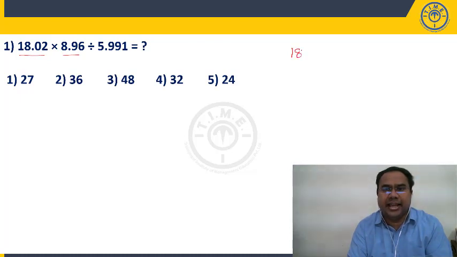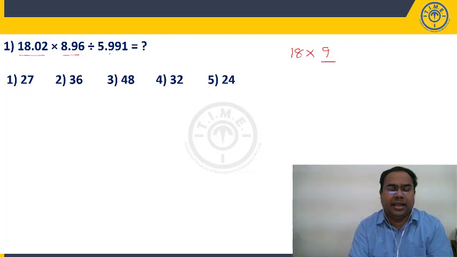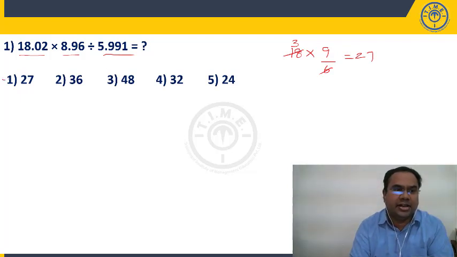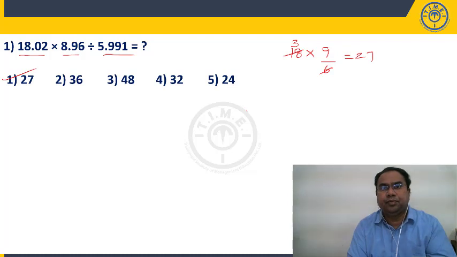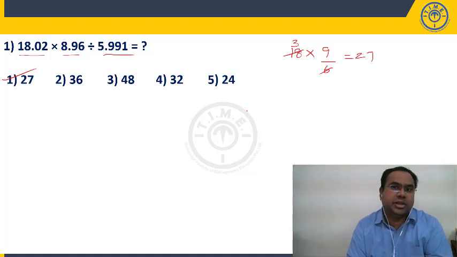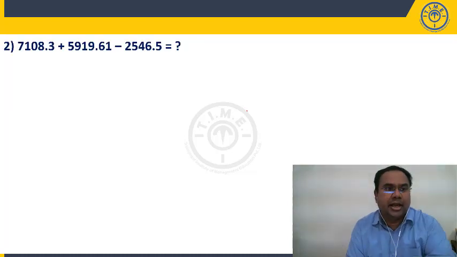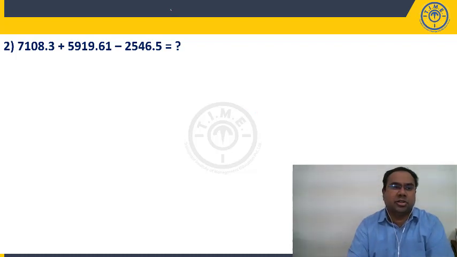18.02 can be taken as 18, into 8.96 is nothing but 9, divided by 5.991 is nothing but 6. 6 goes 3 times. 9 into 3 is 27. 27 is present in the first option, right? I am trying to solve the way you should look at the question in the examination hall. Okay, let us take up the second question, students.